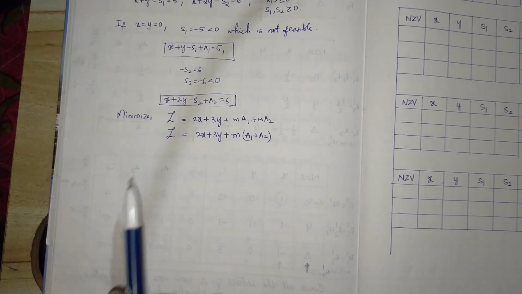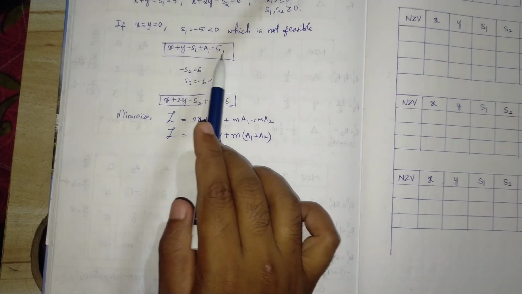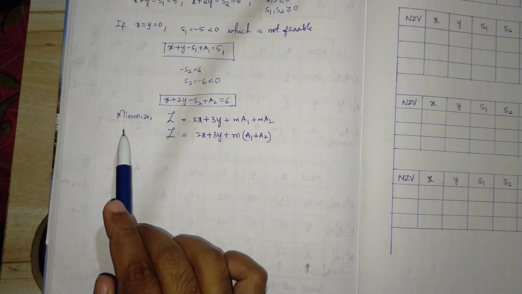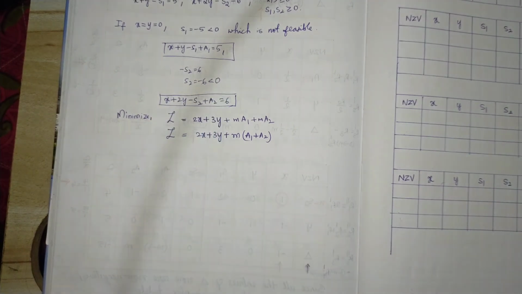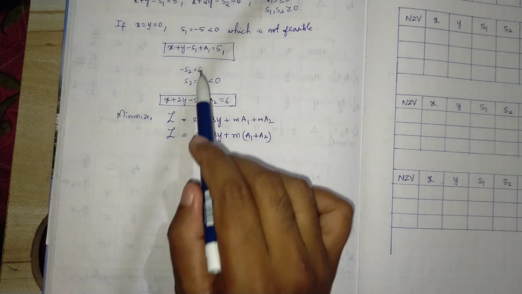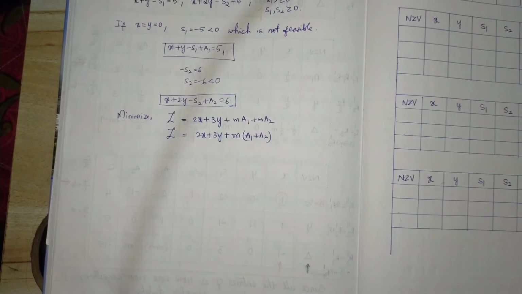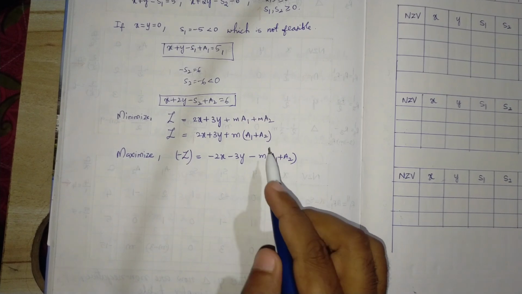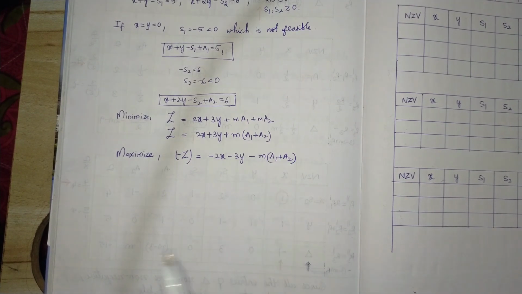So we can say that the minimization of z under this constraint is nothing but finding the maximum value of minus z under the same constraint. Let us convert the entire problem from minimization to maximization. Minimizing z is nothing but maximizing minus z with the same constraints. So this is the maximization problem, just multiplied by minus z. Now let us substitute the value of a1 as well as a2 here.